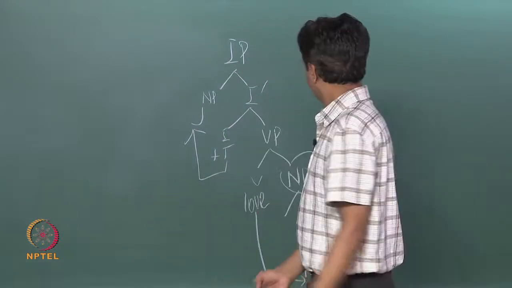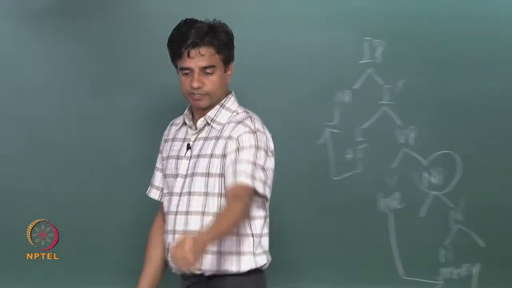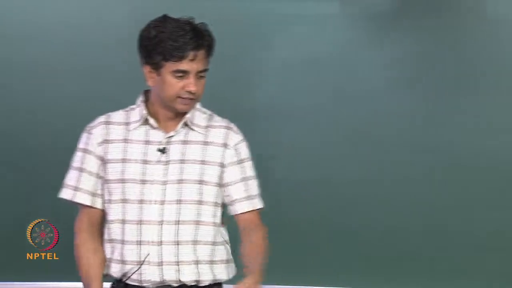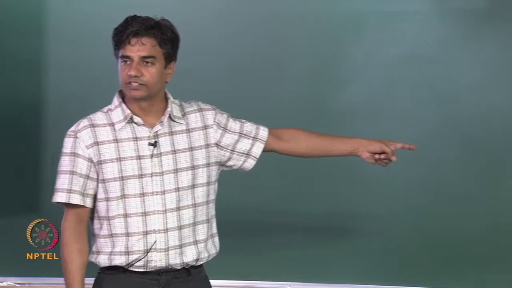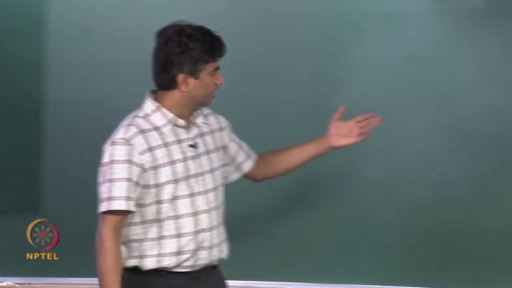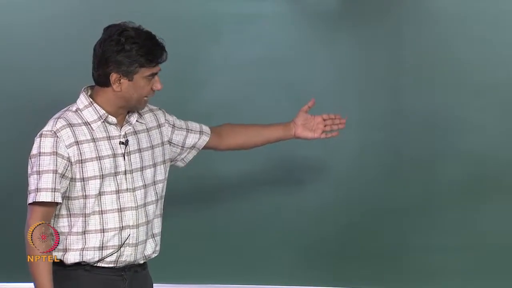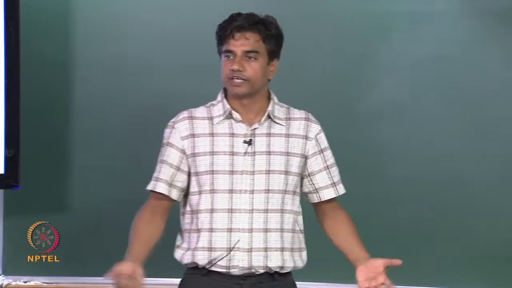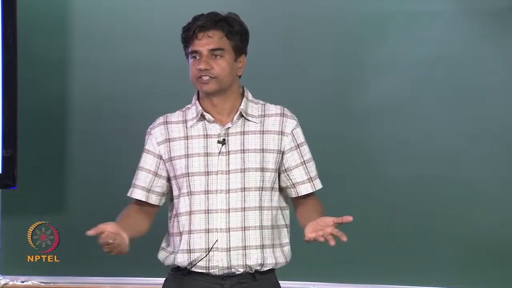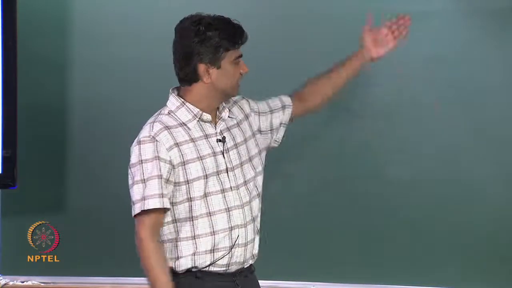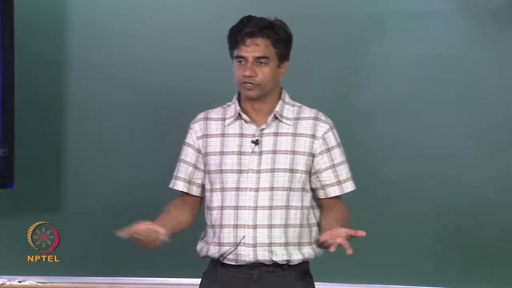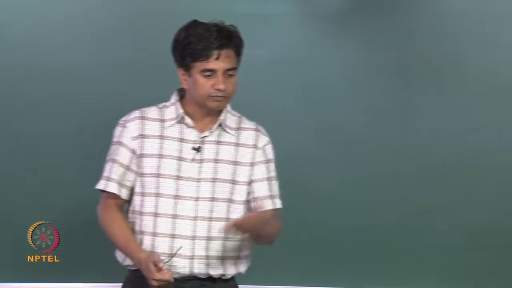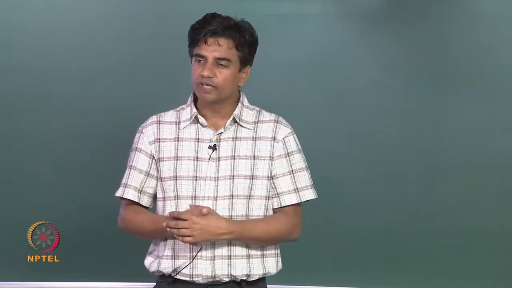All right? Now, we run into some issues and some problems when we look at some other examples. There is no issue when we look at John believes this story. This is taken care of by the same structure that you see on the board. Believe is the head, and the story is the complement of that head, and receives accusative case, no problem. It is a finite clause, easily assigns nominative case to the subject NP, absolutely no problem. The problem starts with the examples when we look at John believes him to be a liar.